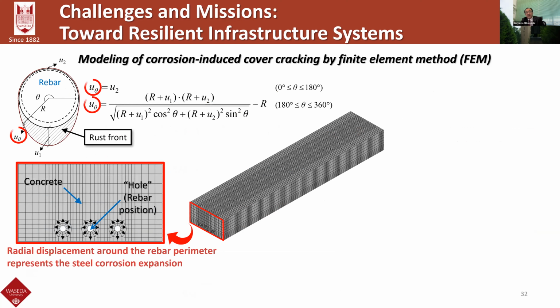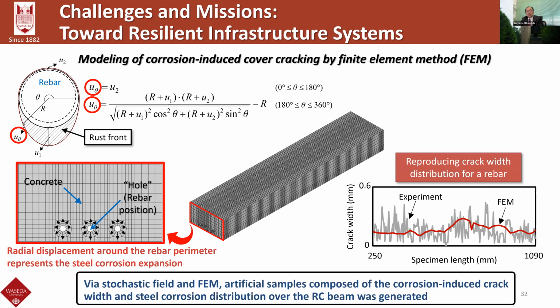So the point is using stochastic field, without experimental result, we can generate possible aging RC beams. And based on the comparison between experimental and computational result, finite element models are validated. So via random field and FE analysis, artificial samples composed of the corrosion-induced crack width and steel corrosion distributions over the RC beams are generated.